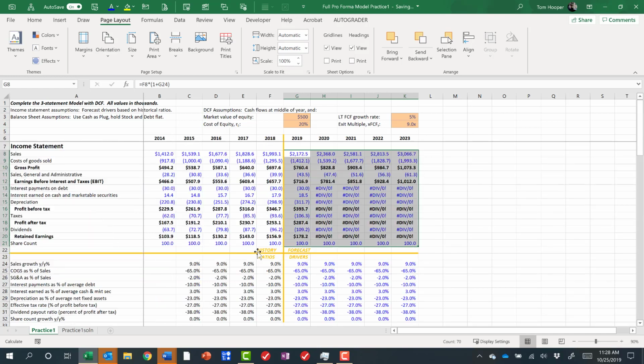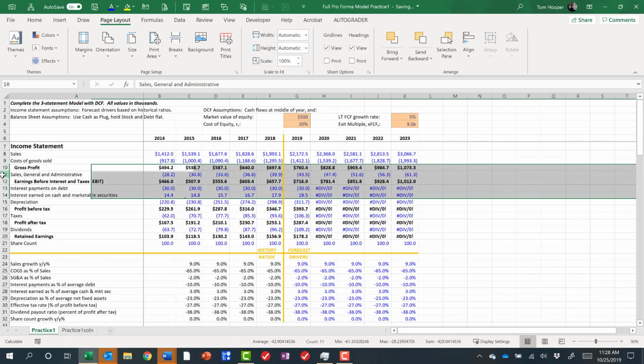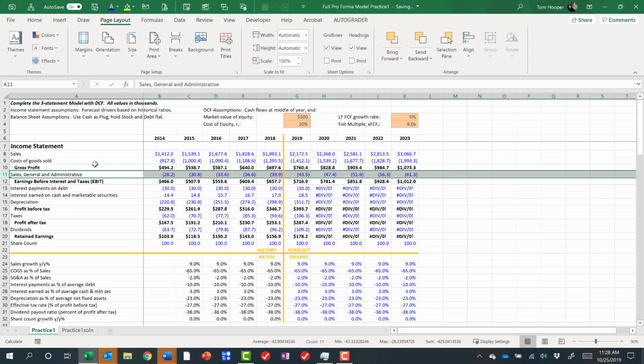But I wanted to draw your attention to the fact in this model I added a line for SG&A, and it works just like cost of goods sold or depreciation or taxes or any of these other things that decrease our net income.